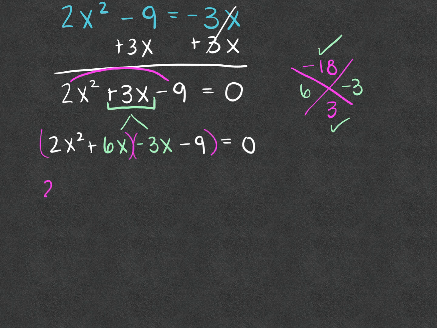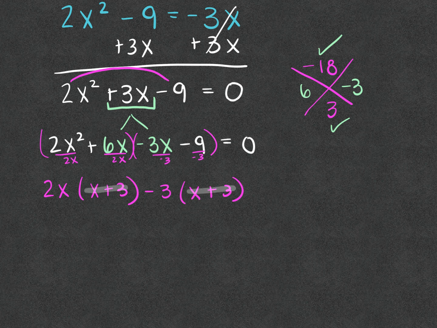In our first group, we could take out a 2x. We'd be left with x plus 3. Okay, I'm just dividing these both by 2x. In the second group, I can take out negative 3. And we'd be left with x plus 3. You know you're doing it right if you end up with two factors that match, okay? So because we have two factors that match, we can take those out, x plus 3, and then we're left with 2x minus 3.